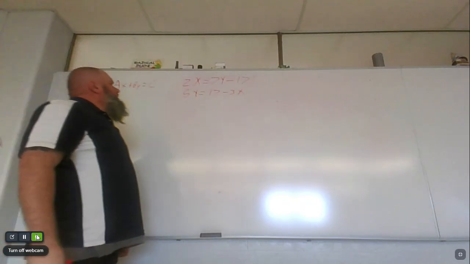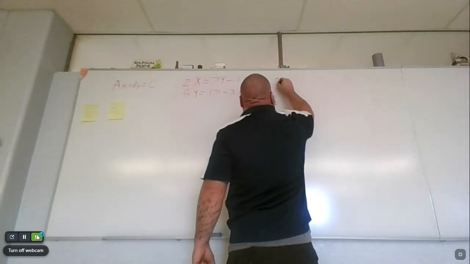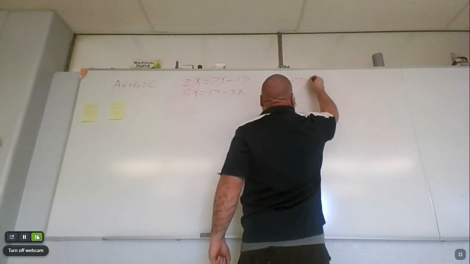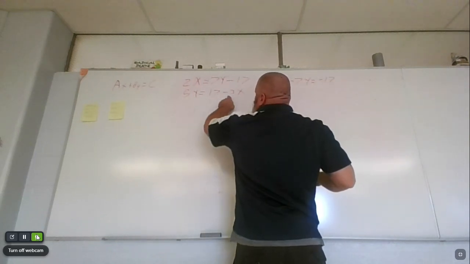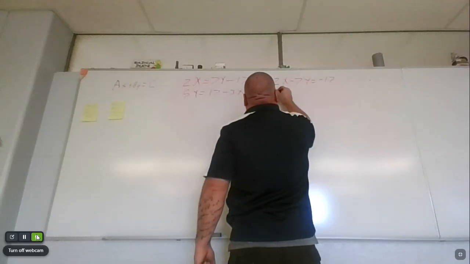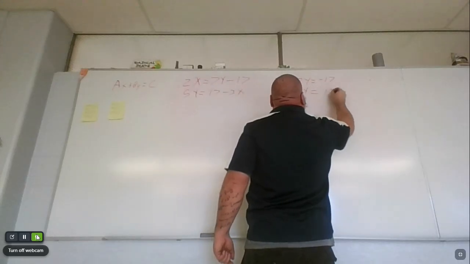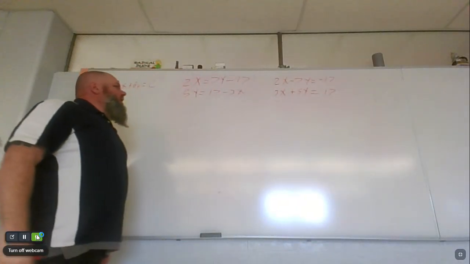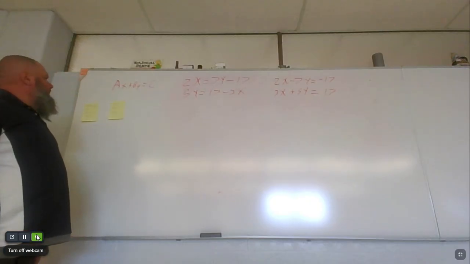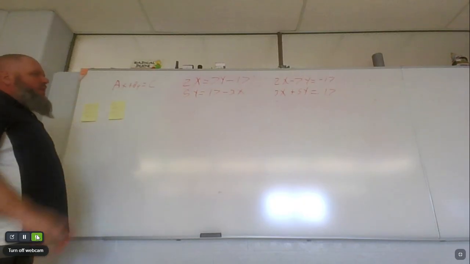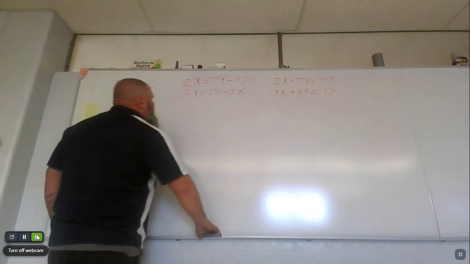In order to do that, this top one here, let's subtract 7y from both sides. 2x minus 7y equals negative 17. Then over here, let's add 3x to both sides. You get 3x plus 5y equals 17. Now that you have both of them in an ax plus by format, you can solve. I'm not going to go ahead and solve this one. I just want to show you how to set that up and make sure you have the proper format so that you can solve.